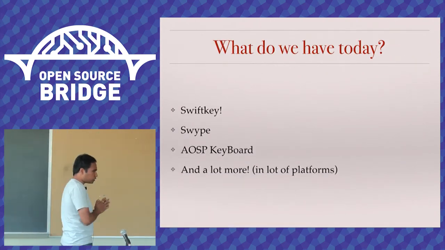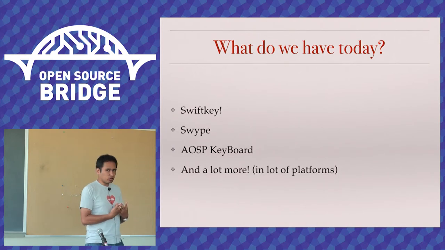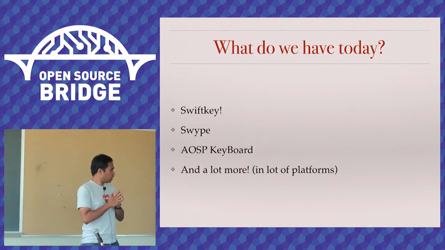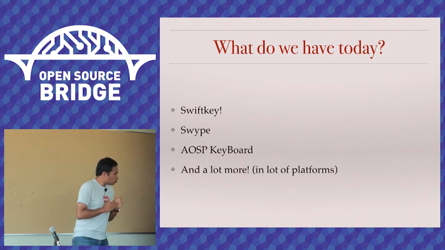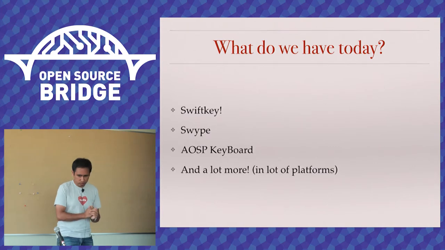So right now, what do we have on other platforms, and how do we learn from them or get inspiration from them? We have SwiftKey, Swype, the Android AOSP keyboard, and a lot of other things. Among them, the AOSP keyboard is open source. They have a dictionary available, which we can utilize, and which we did to some extent.